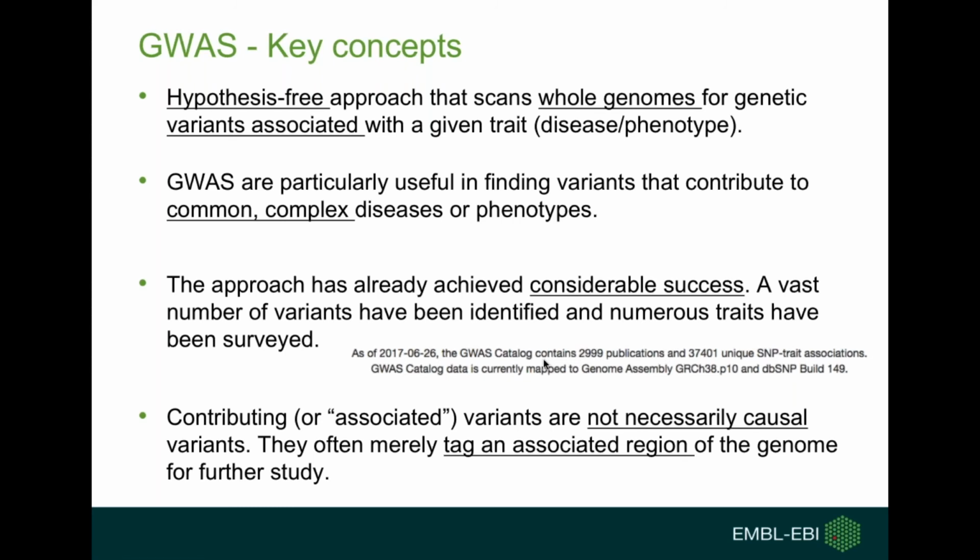But one thing to remember about the GWAS is that these associated variants that you find are not necessarily causal variants. They, in fact, often merely tag an associated region of the genome for further study. So, for example, if you've done your GWAS and you've found many variants that are associated with your trait of interest, that doesn't mean that all those variants are causal. It just means that you found regions of the genome that you should then go and arrange for further studies to determine if you can find which one of those variants actually causes the trait of interest.